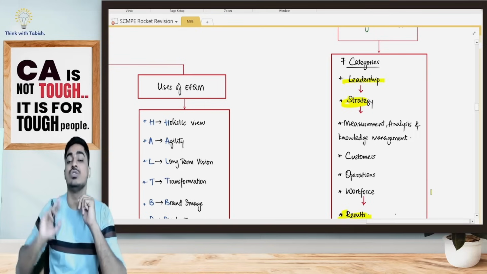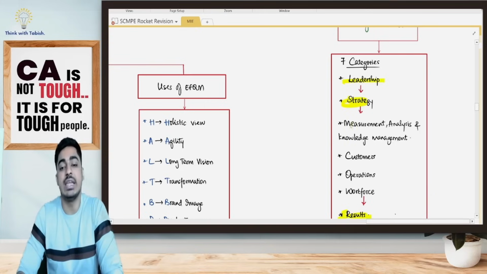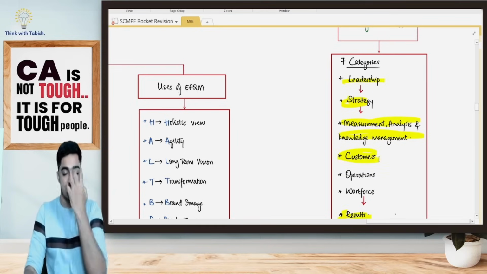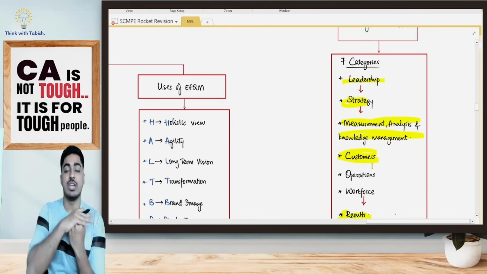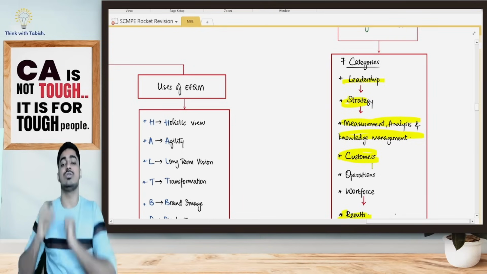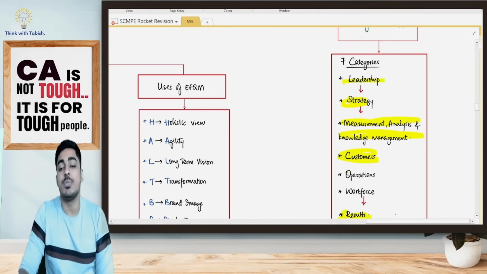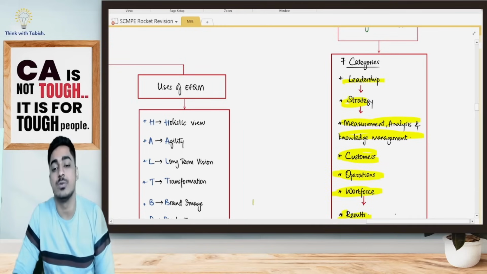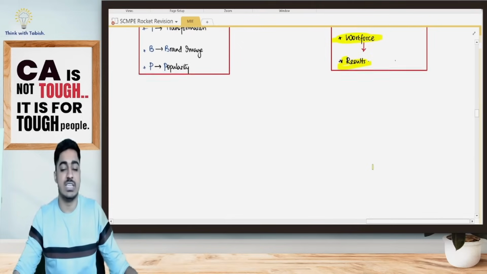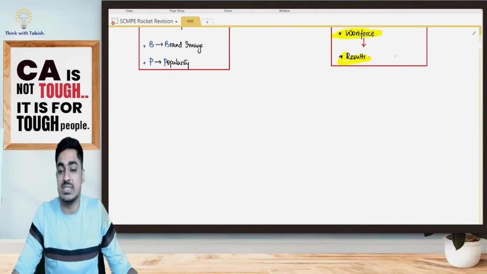While he is coming up with a strategy, 2 things he should keep in mind and 2 things he should change. What are the 2 things he should keep in mind? He should measure, analyze, and knowledge management. Right now, how much knowledge am I having, and what do my customers want? Based on that, 2 things I should change. I should bring a change in my operations and I should bring a change in my workforce. Ultimately, I'll be getting my results. Is it clear, everyone? With this, we've finished concept number 3, which is business excellence model.